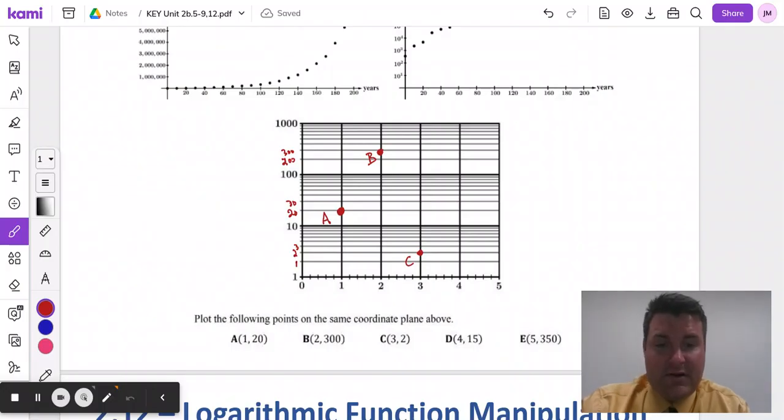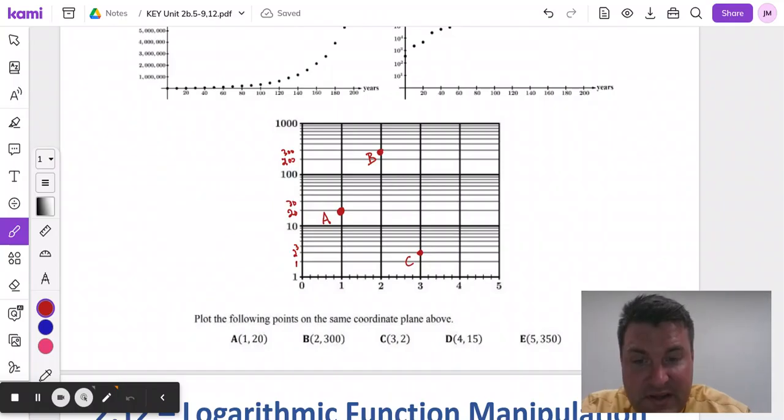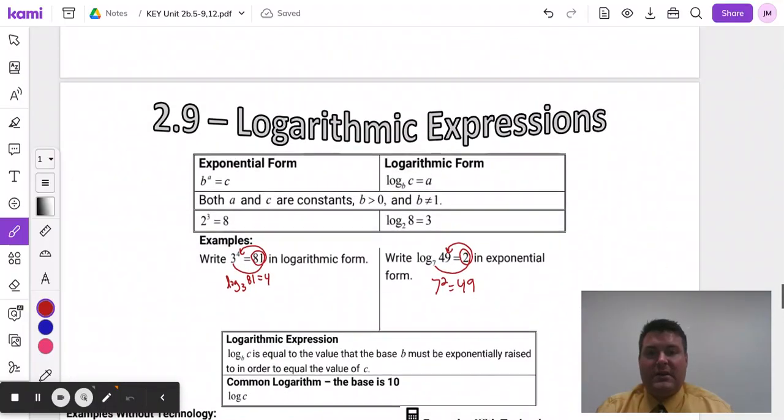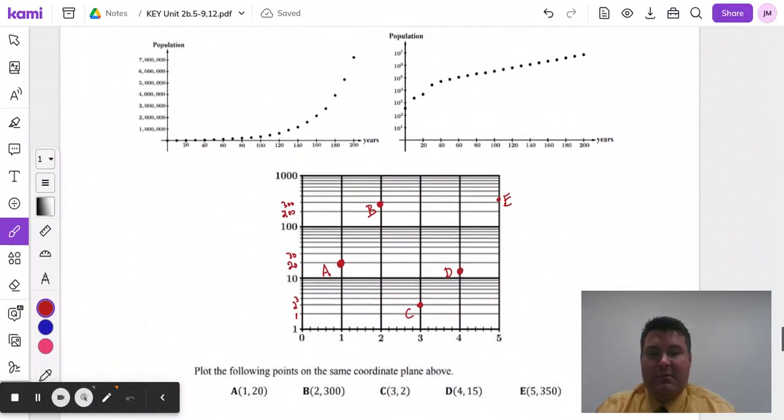Before I look like a nerd, I'll not say this is neat anymore. So for D, we're at 415, so it's between the 10 and the 20, so it's going to be right there. That's D. And for E, that is 5 and then 350, which is going to be just above the 300. So that is E right there. So there you go. That is everything you need to know about logarithmic expressions just for right now before we start solving or anything.